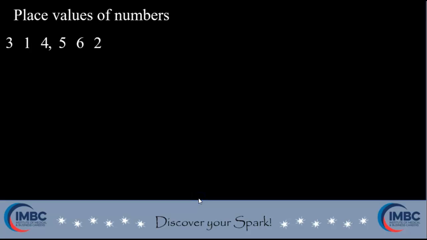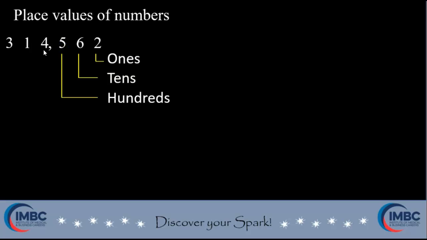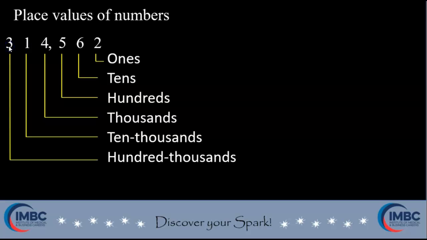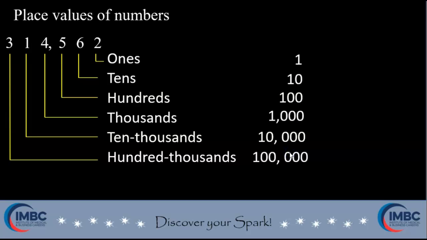Let's first talk about place values of numbers. We're going to start with the number to the right. The first place value is the ones. The 6 represents the tens place. The 5 represents the hundreds. The 4, the thousands place. The 1, the 10,000s. And finally the 3, the 100,000s place. So 1, 10, 100, 1,000, 10,000, and 100,000.